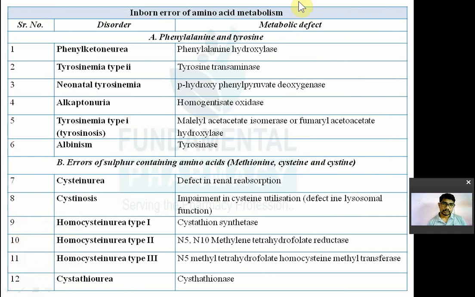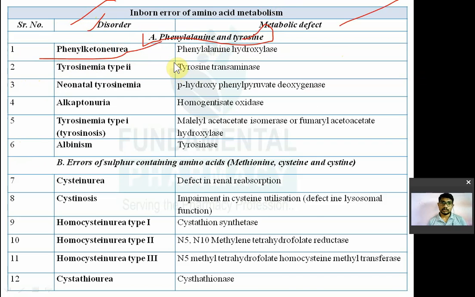First, the inborn error of phenylalanine and tyrosine, that is, aromatic amino acids. In that you have first phenylketonuria. Phenylketonuria is due to metabolic defect of phenylalanine hydroxylase. That is the defective enzyme. Then tyrosinemia type second is due to defect in tyrosine transaminase. Then next one is neonatal tyrosinemia, also due to defect in an enzyme known as para hydroxy phenyl pyruvate dehydrogenase.